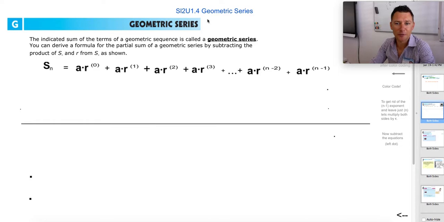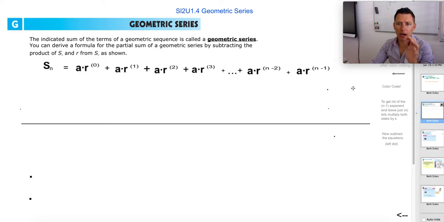Here's the derivation. If we list a series out, we're just adding pieces up, right? So we start with some term A, and we don't multiply anything by it. So this is basically times r to the 0, which is 1, right? And our next term is A, and we multiply by the ratio once. The next term is A multiplied by the ratio twice, etc., up to 1 less than the term number we want, right? So we start out like this.